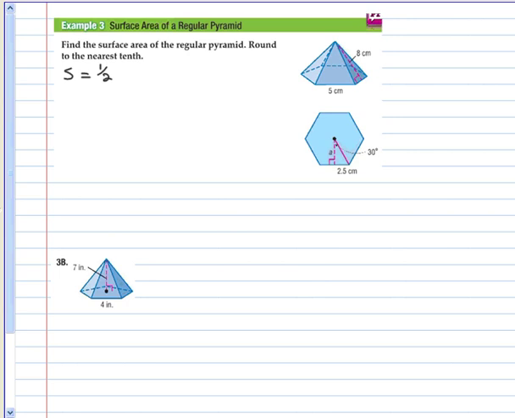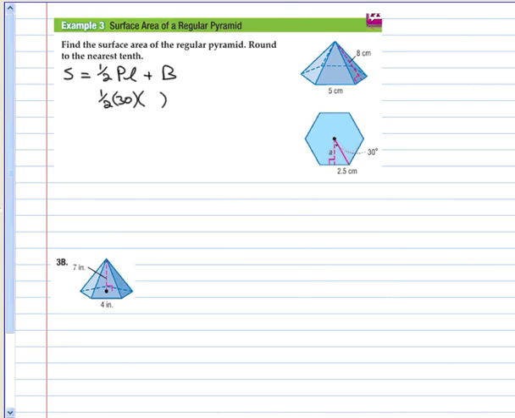I want words instead of letters. Perimeter times slant height plus area of the base. Very good. So I can get the perimeter out of this one. That's easy enough. Tell me the perimeter of our, what is that, a hexagon? 30. So 5 times 6 would be 30.